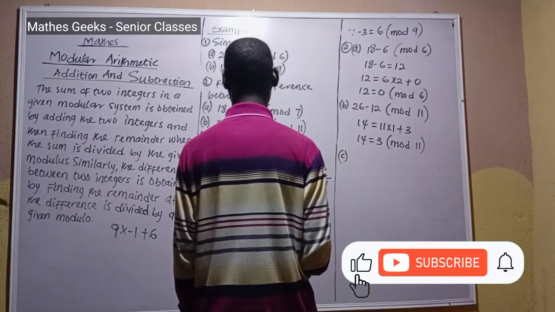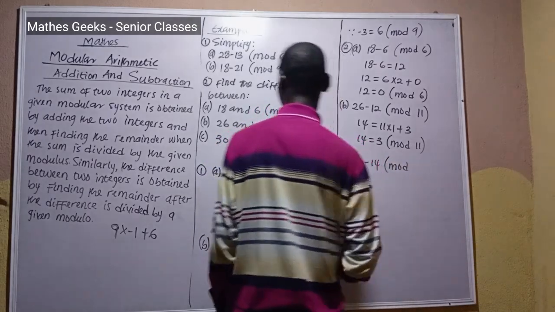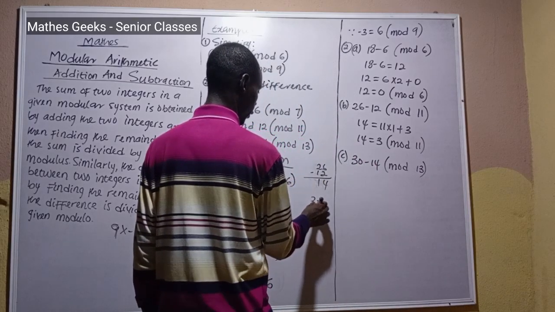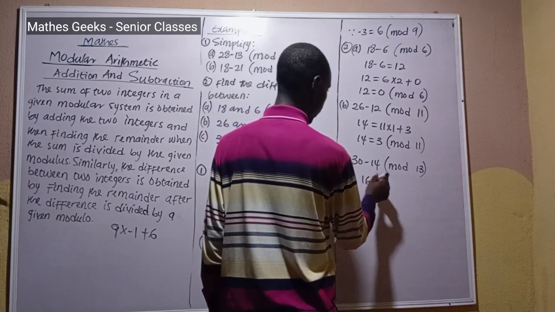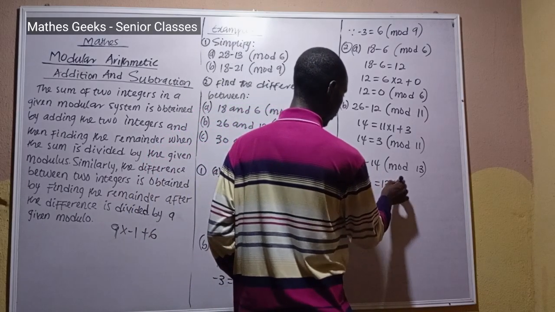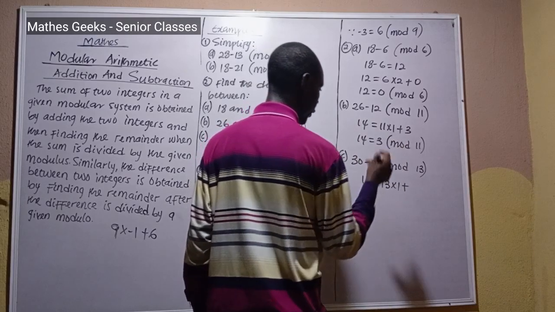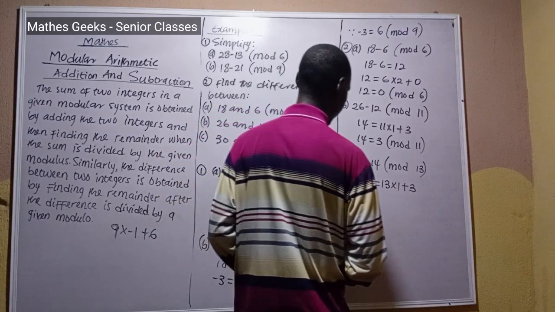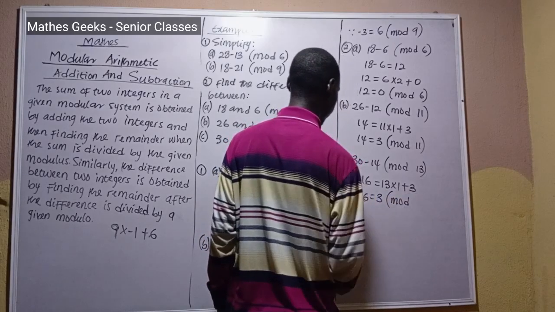Then 30 minus 14 in mod 13. 30 minus 14 is 16. The multiple of 13 that's closest to 16 is 13 times 1. What is remaining, that when added to 13 will give us 16? That's 3. So 3 plus 13 gives us 16. So 16 is 3 in mod 13.